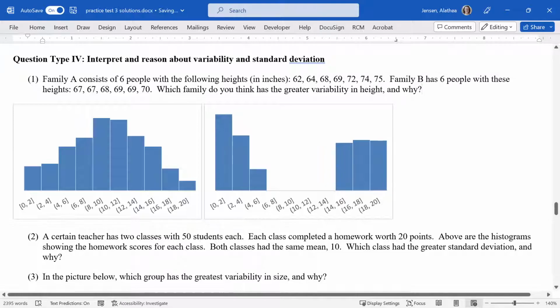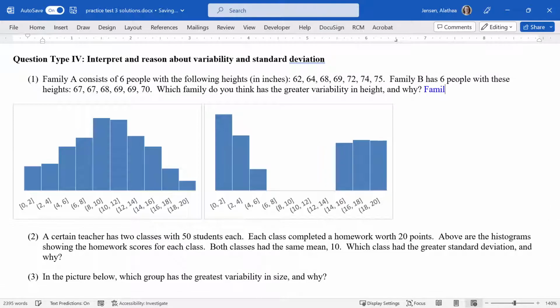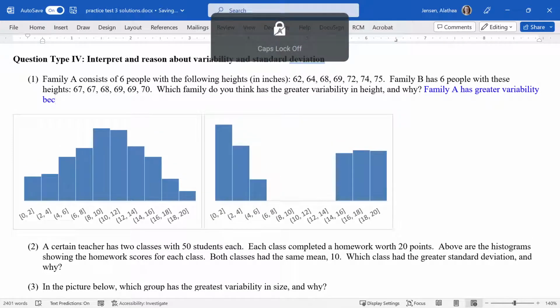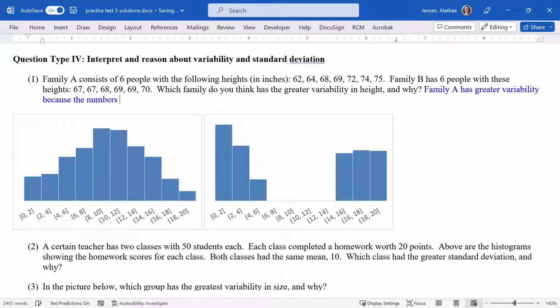So I think it should be pretty clear that family A has greater variability because the numbers are more spread out, from 62 to 75 versus from 67 to 70 in family B.